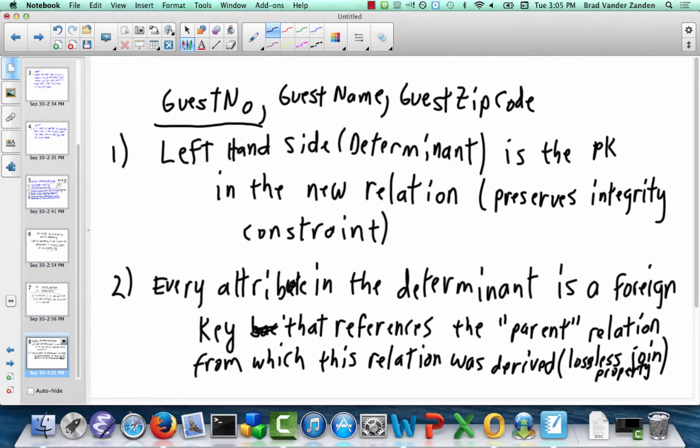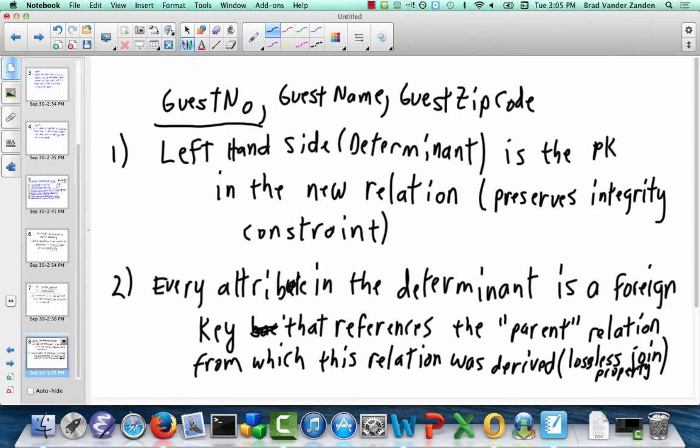The reason, by the way, that you don't have guest name as a determinant is that you can have two guests with exactly the same name. I think, David, you have the same name as your father, right? So, as an example, in that case, it wouldn't uniquely determine things.